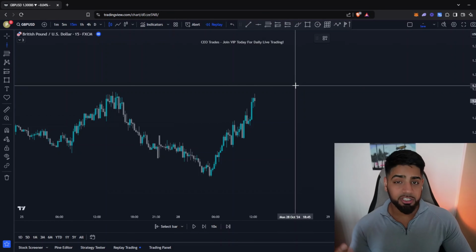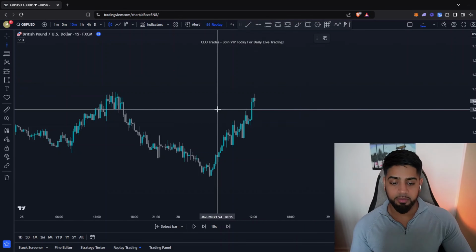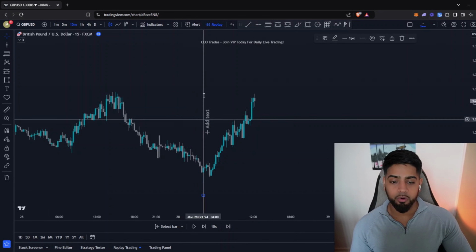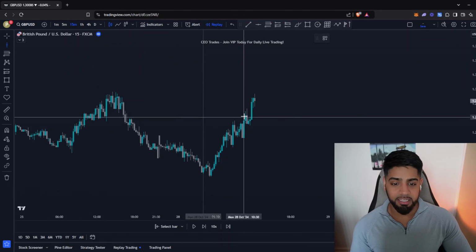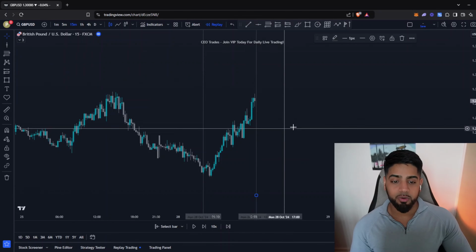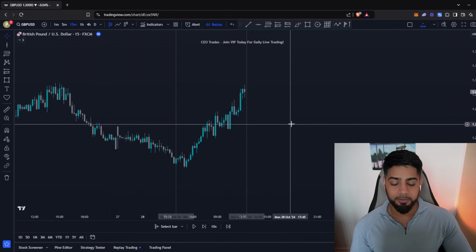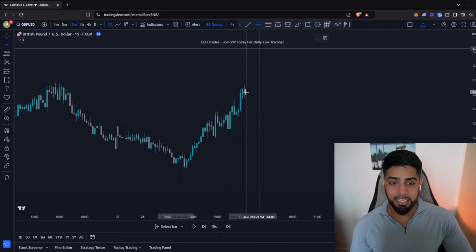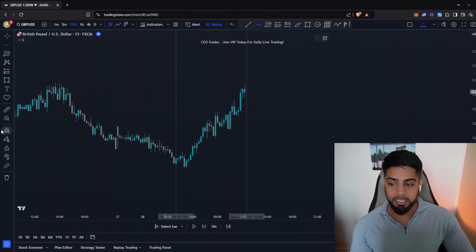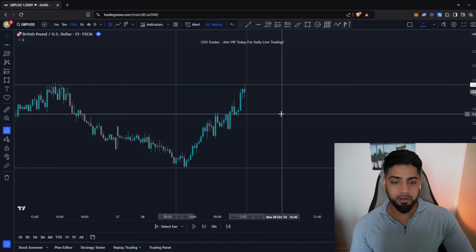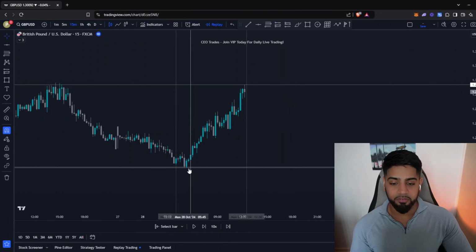Right, so here we are on GU on the 15-minute time frame. We've come onto our charts and we're going to identify 4 a.m. in the morning, and we're going to put a vertical line there just like that. Next, we're going to identify 12:30 p.m. and put a vertical line just like that. Now, once we've done that, we're going to take our horizontal line and simply mark out the lowest low of that range, and then mark out the highest high of that range. So this is the lowest point, this is the highest point.